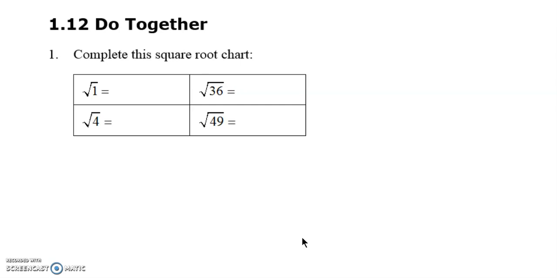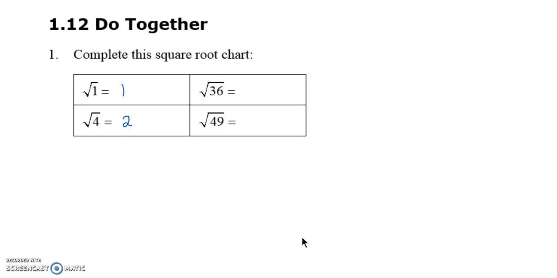So we ask ourselves, what makes 1 that multiplies by itself? Well, 1 times 1 makes 1. So the square root of 1 is 1. What makes 4? What with an exponent makes 4? The square root of 4 is 2, because 2 times 2 makes 4.